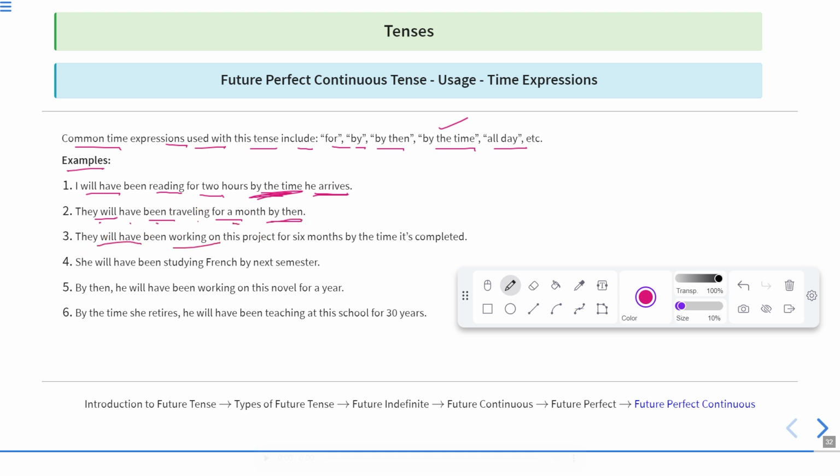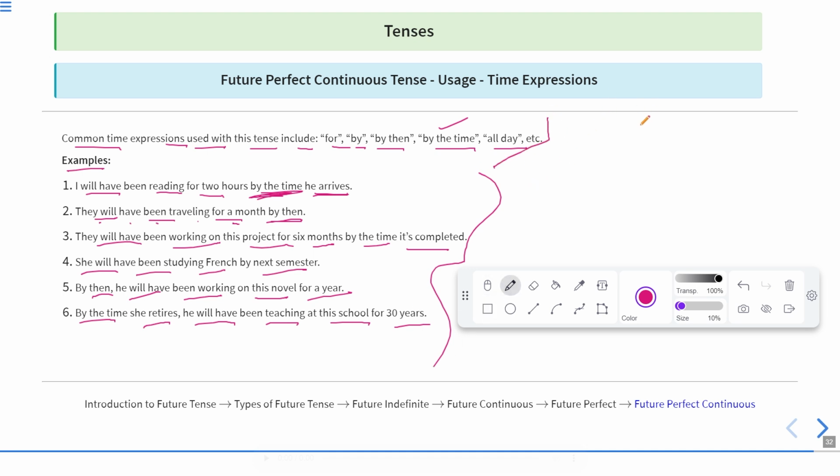They will have been working on this project for 6 months by the time it is completed. She will have been studying French by next semester. By then, he will have been working on this novel for a year. By the time she retires, he will have been teaching at this school for 30 years. Okay, so these are the actions which are shown by the time expression, by then expression, or some other times. Okay, now let us move.